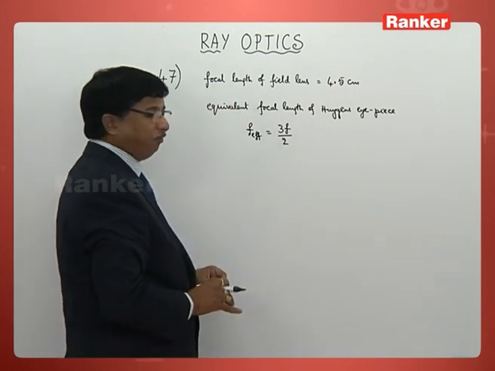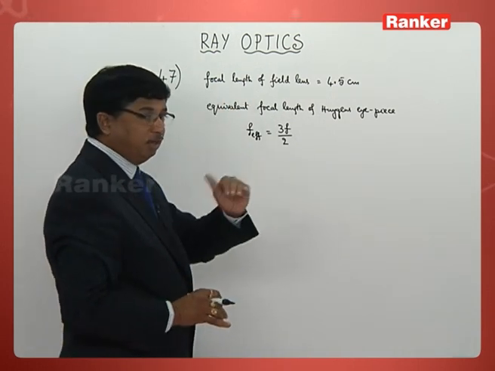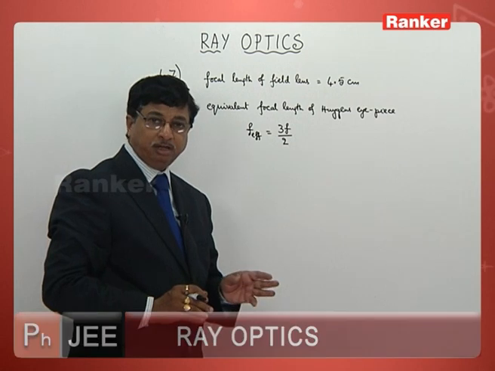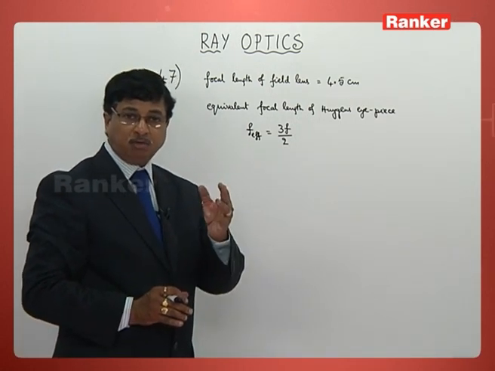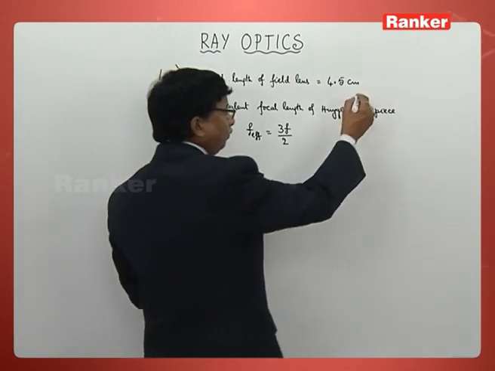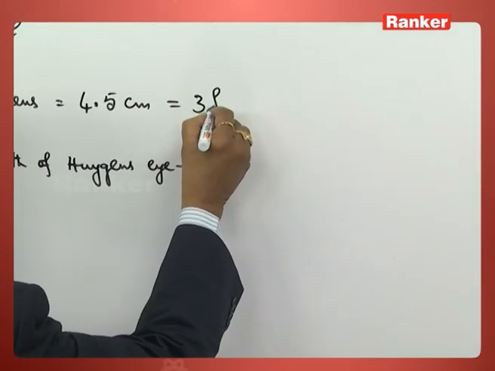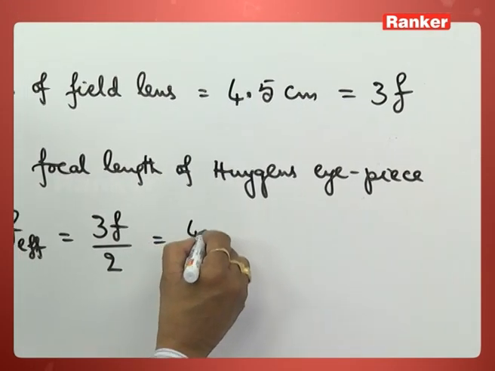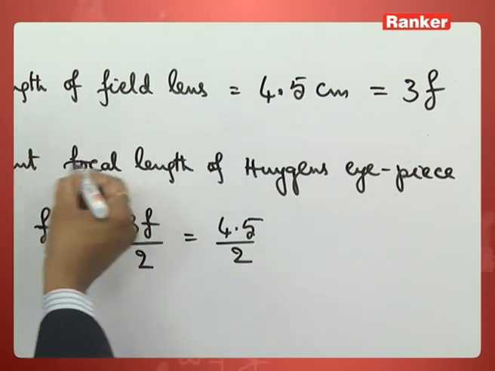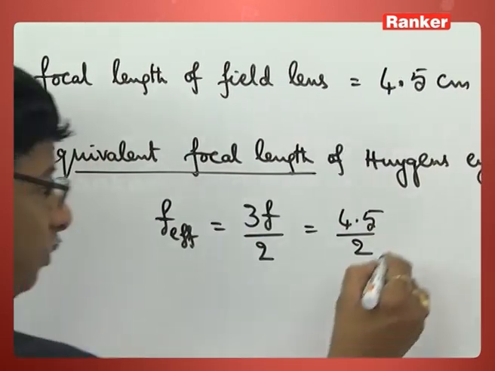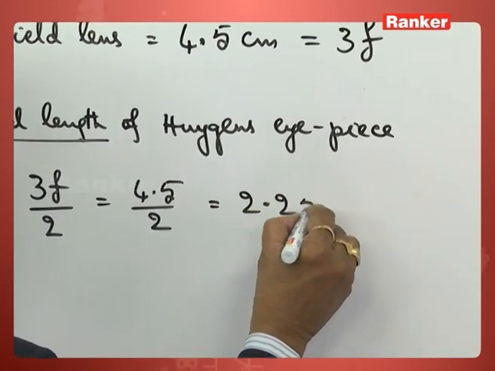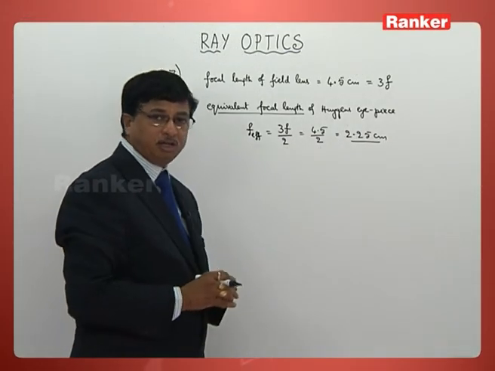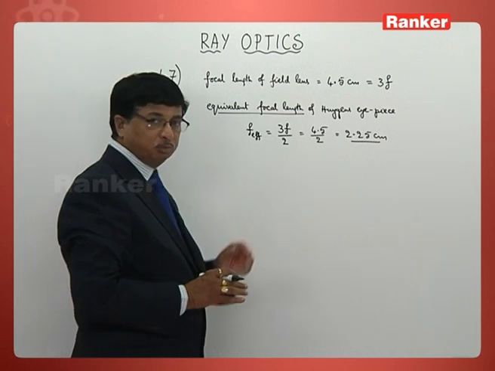Just recollect once again what is the formula for focal length of field lens. Formula in the sense what? Field lens, the focal length of that one will be 3 times the focal length of eye lens. So, can't you just understand this itself is equal to 3f? So, 3f is 4.5 means 4.5 by 2 must now be the equivalent focal length. So, how much it should now be? 2.25 centimeter.